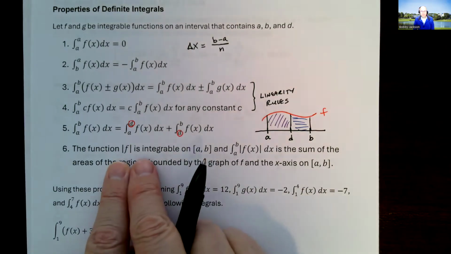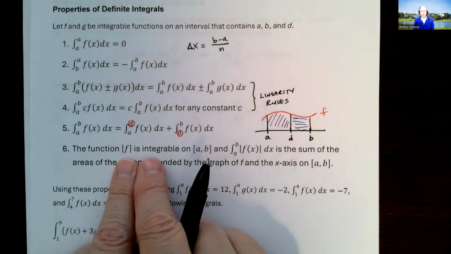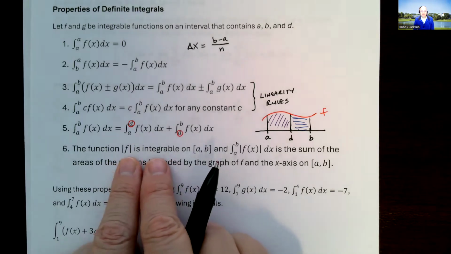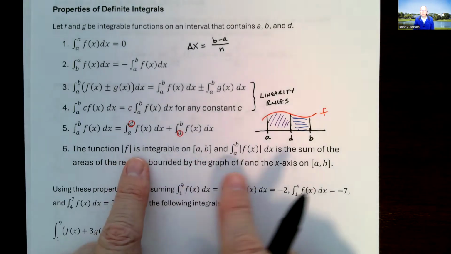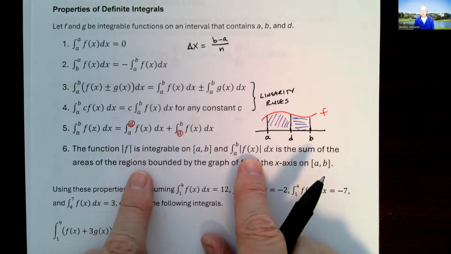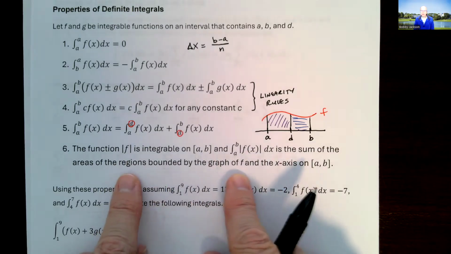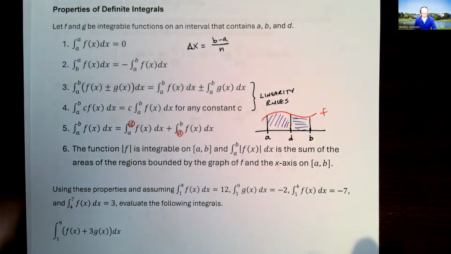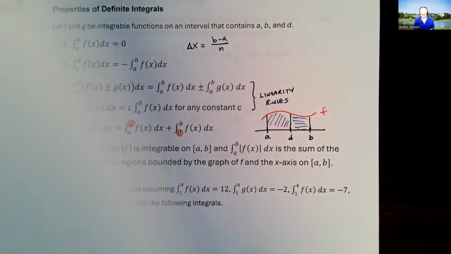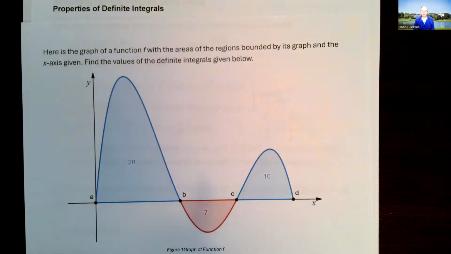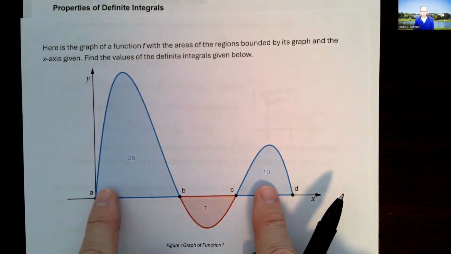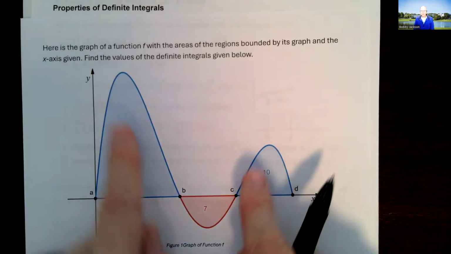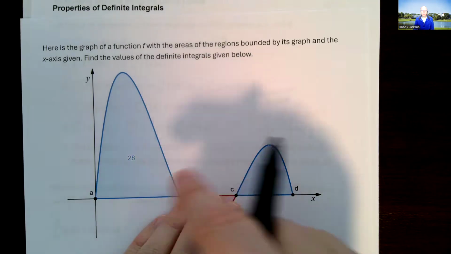Now, last property here, let's see, if the absolute value of f is integrable on the interval a to b, then the integral from a to b of the absolute value of the function is the sum of the areas of the regions bounded by the graph of f and the x-axis on a to b. And what's happening there? Well, let's go back to this example here. If this is the graph of f, what would the graph of the absolute value of f look like? Well, when we take the absolute value for the function on the intervals from a to b and c to d, nothing changes, right?